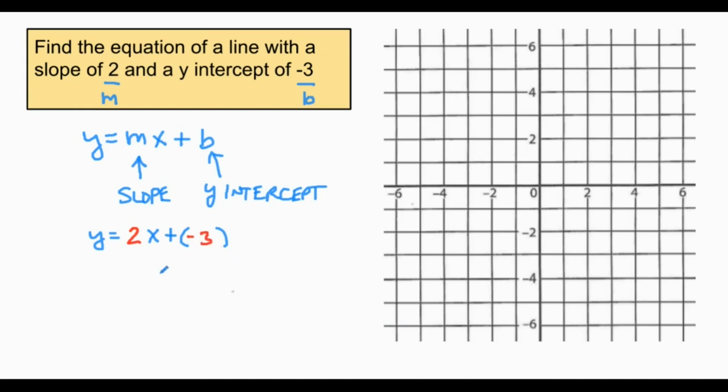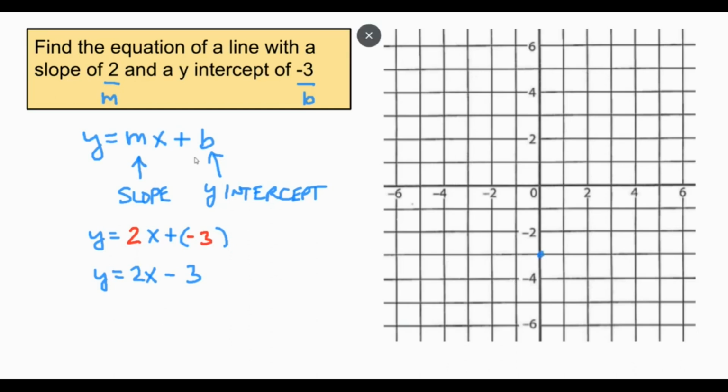So we're almost done. We just need to simplify that. Y equals 2x. Adding a -3 is the same thing as subtracting 3. And there's the equation for our line. Now, if we chose to, we could graph this. And the first thing I would do in graphing a line when given the y-intercept and the slope is to graph that y-intercept. That is going to be -3 on the y-axis.